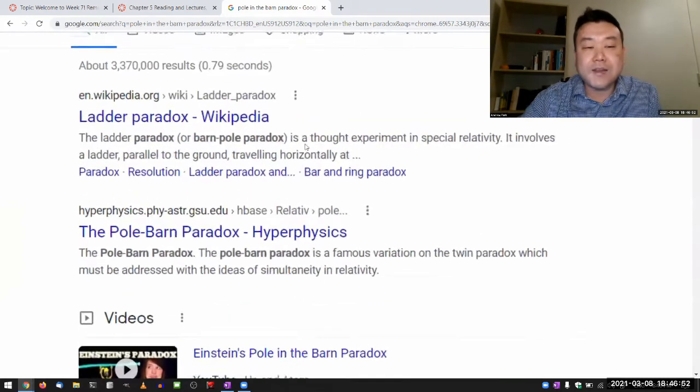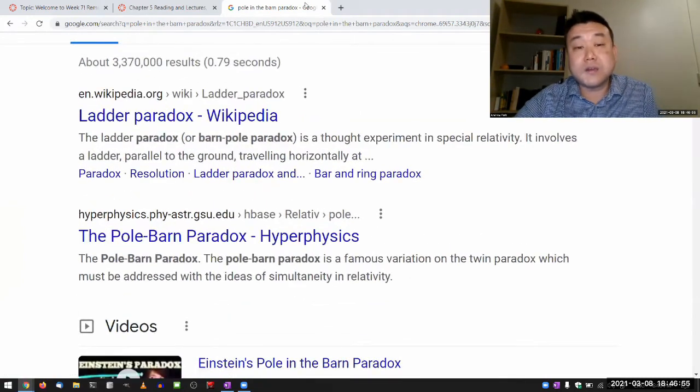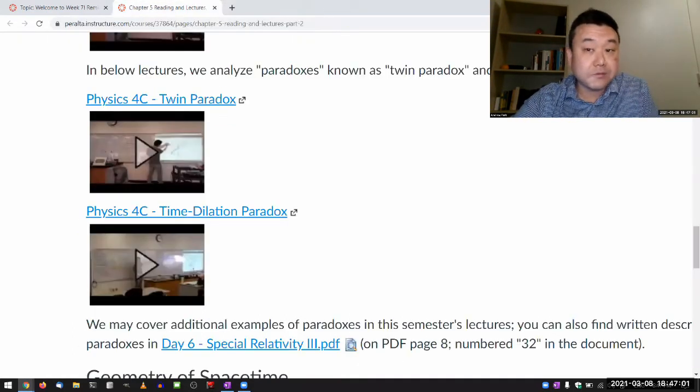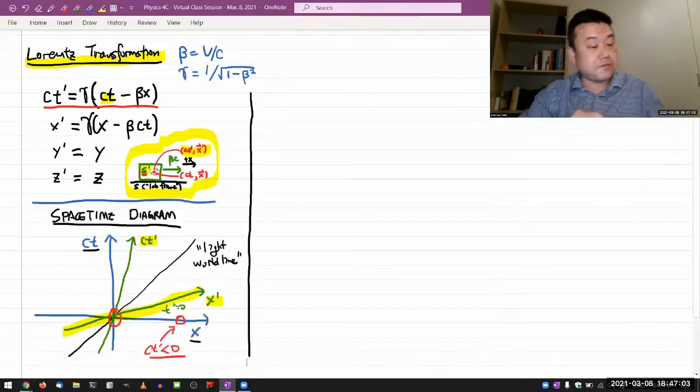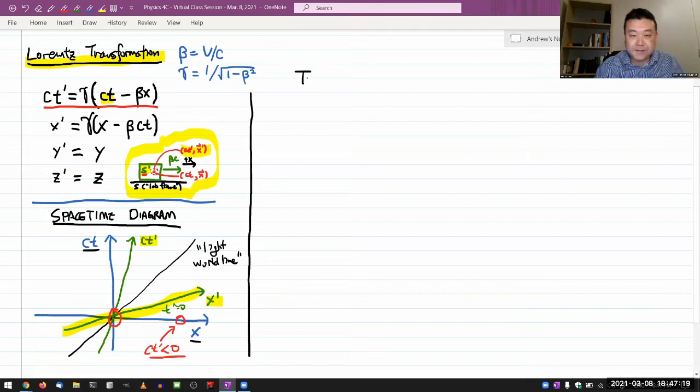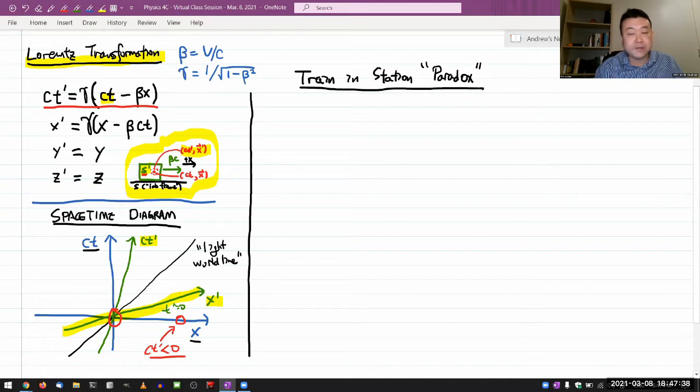I'm going to use a slightly different situation because we have been using the setup of a train and train station already. So let me just continue using that. So I will call this the train in train station, or train in station, paradox. And I'll put quotation marks around the paradox just to emphasize that it's not a real paradox. It's just something that you need to understand.